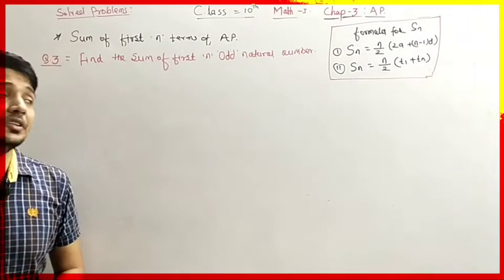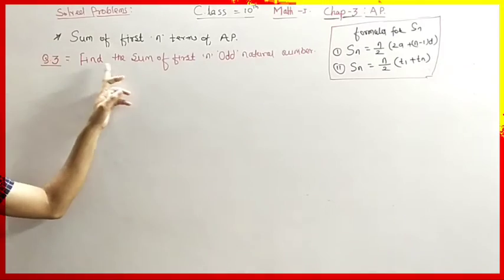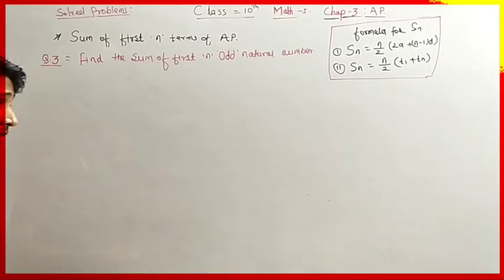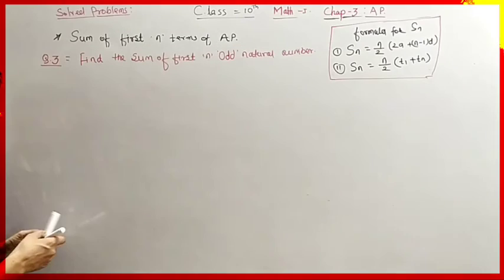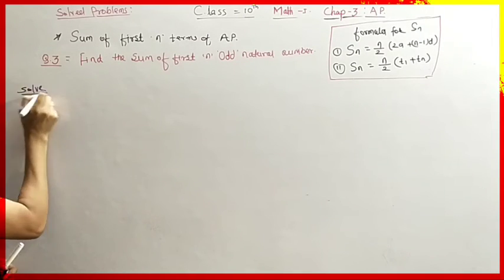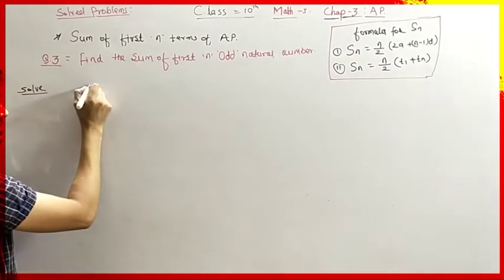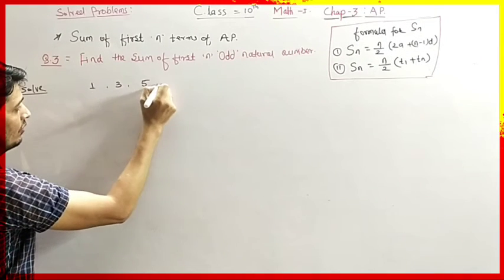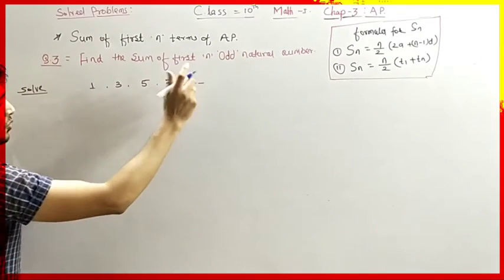Now the problem number 3 says: find the sum of first n odd natural numbers. So odd natural numbers are 1, 3, 5, 7, up to the last odd number.